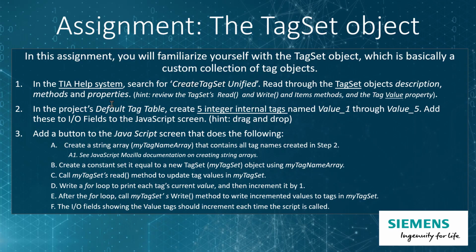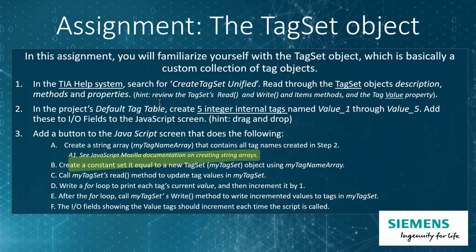Once you familiarize yourself with the TagSet, then open your project and create 5 integer internal tags named value1 through value5. Add these to I/O fields on your JavaScript screen. Then add a button to the JavaScript screen that will do the following. Number 1, create a string array that contains all the tag names that you created earlier in step 2.